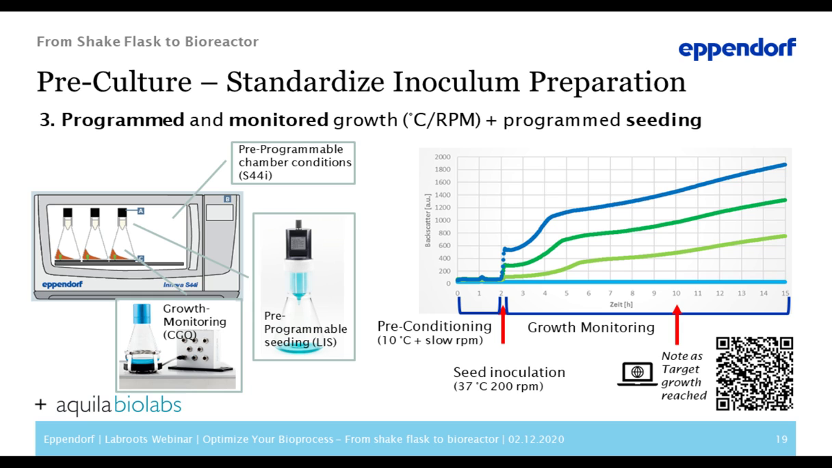a yeast culture. And as you see here, we programmed first a preconditioning, 10 degrees with slow shaking, adaptation of the culture, and you can expand this phase as long as you want, depending on what time you would like to be in the lab. Then you have the seed inoculation with the LIS system, and also a ramp up of the shaker to 37 degrees and higher RPM, growth monitoring, and you get a note when you have your target OD. So if you are interested in, please scan the QR code to have the application note.